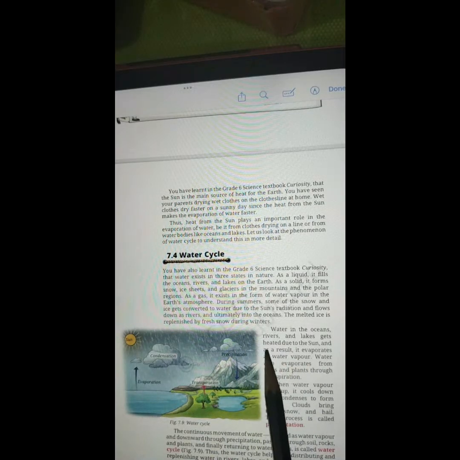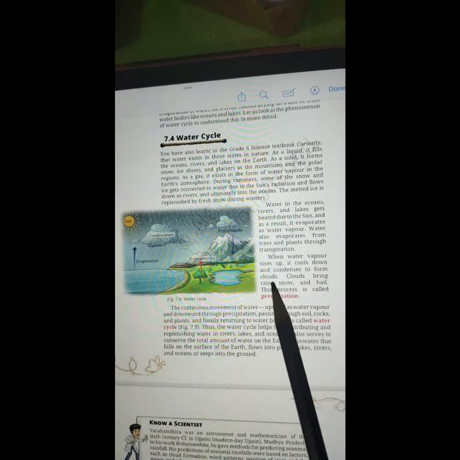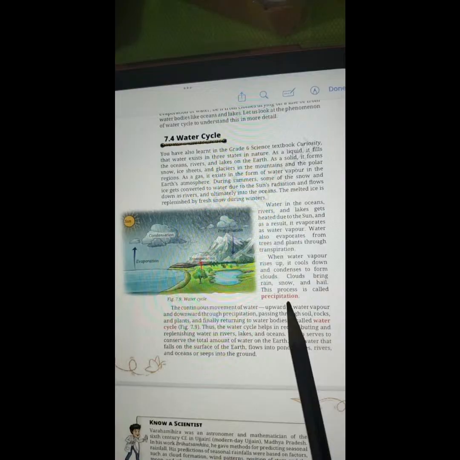Water in the oceans, rivers, and lakes gets heated due to the sun, and as a result, it evaporates as water vapor. Water also evaporates from the trees and plants through transpiration. When water vapor rises up, it cools down and condenses to form clouds. Clouds bring rain, snow, and hail. This process is called precipitation.